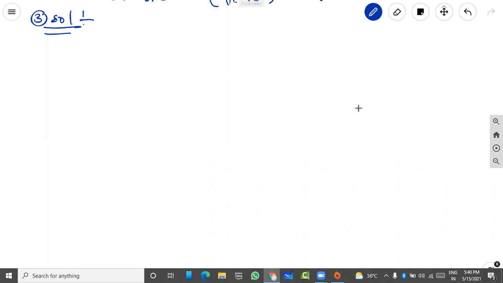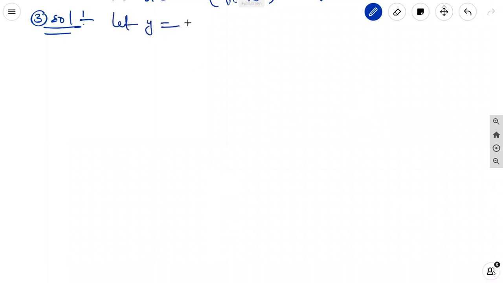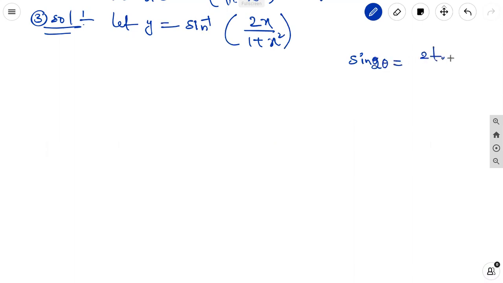Third problem is let y is equal to sine inverse of 2x by 1 plus x square. Here it is suitable to use the formula sine 2 theta equal to 2 tan theta by 1 plus tan square theta.